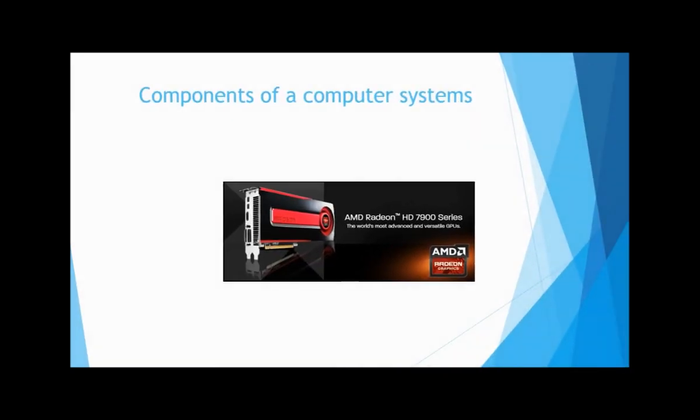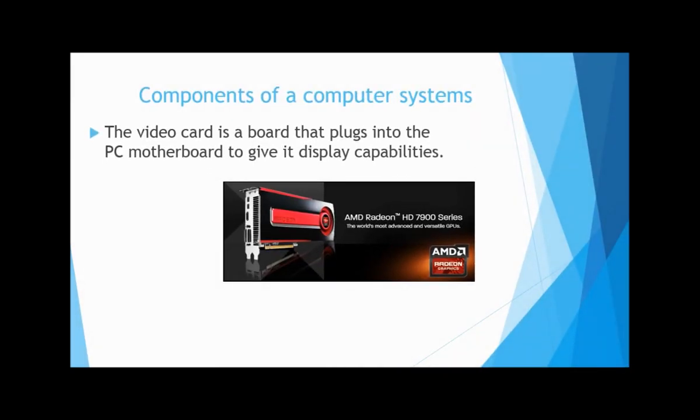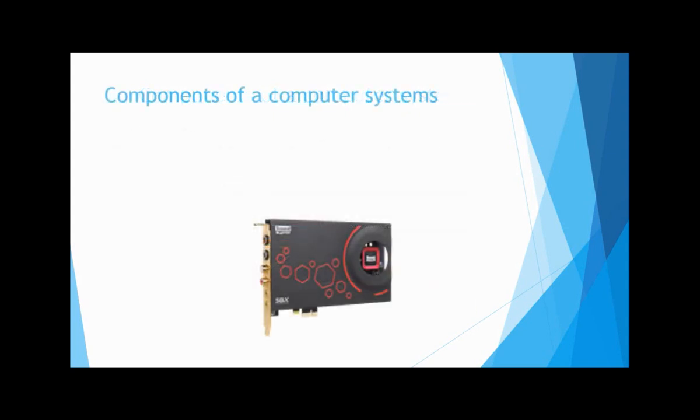4. Video card. The video card is a board that plugs into the PC motherboard to give it display capabilities. New video cards come with their own RAM and processor to help speed up the graphics display. Many computers come with video chips built in. That makes a separate video card unnecessary, unless the computer is going to be used for high-end multimedia work or to play video games.